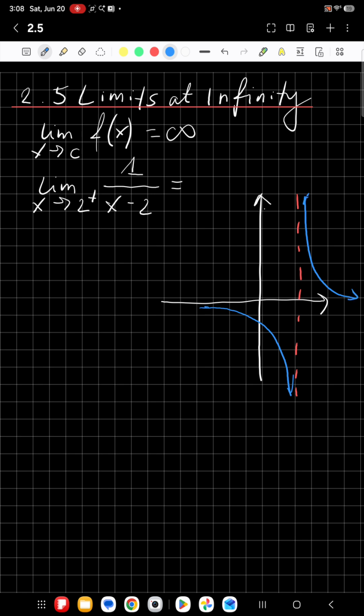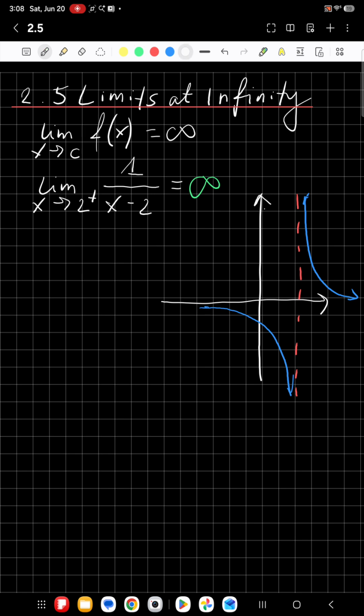So you see that if I approach 2 from the right side, my x's are going this way, then the y's are going this way, so the answer is infinity. So that's where that infinity is. So x is approaching a number, and y's or values of the function are going to infinity. So that is infinite limits.